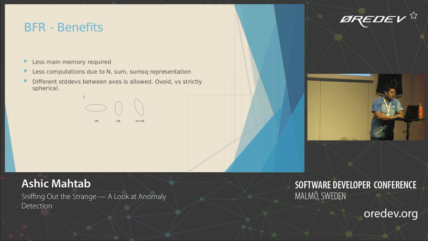Now, what this gives us is that we need less main memory. We don't need to hold all of the data points when running our clustering. We just need to store the N, sum, and sum of squares. And it gives us slightly irregular cluster configurations. Okay. Any questions on BFR?